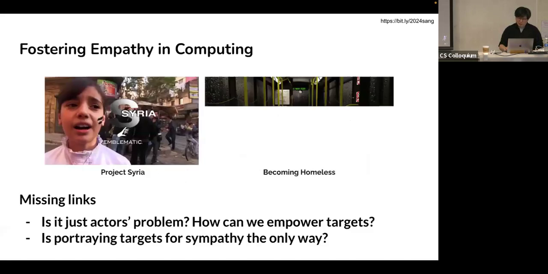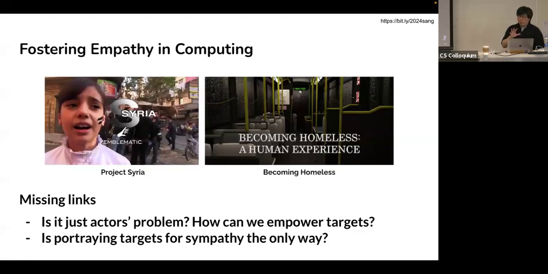One of the common themes I found in so-called empathic computing, and you might have heard of it from a talk that said the VR headset is the ultimate empathy machine, is that you can literally experience someone else's perspective by being immersed in someone else's life. There is some existing research as well as content from practitioners.